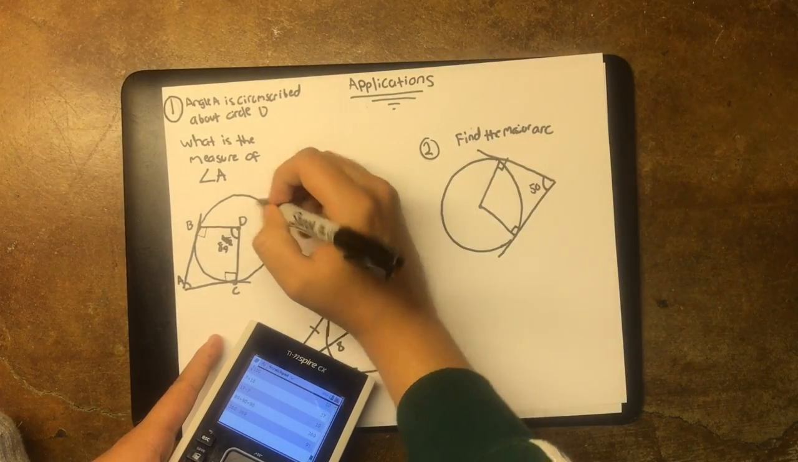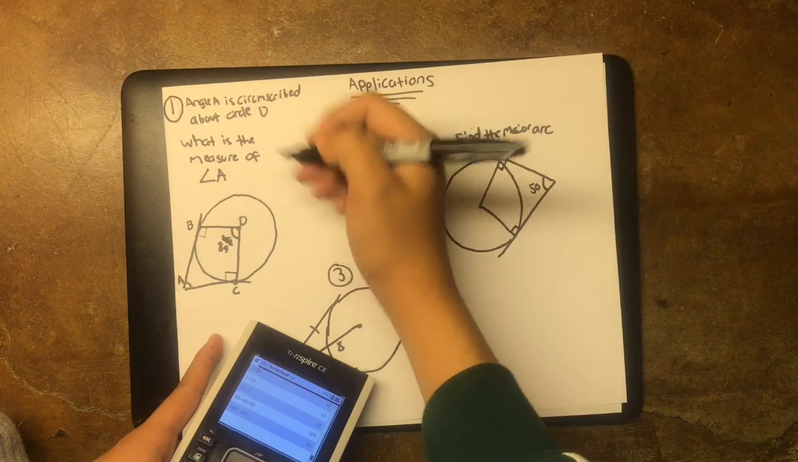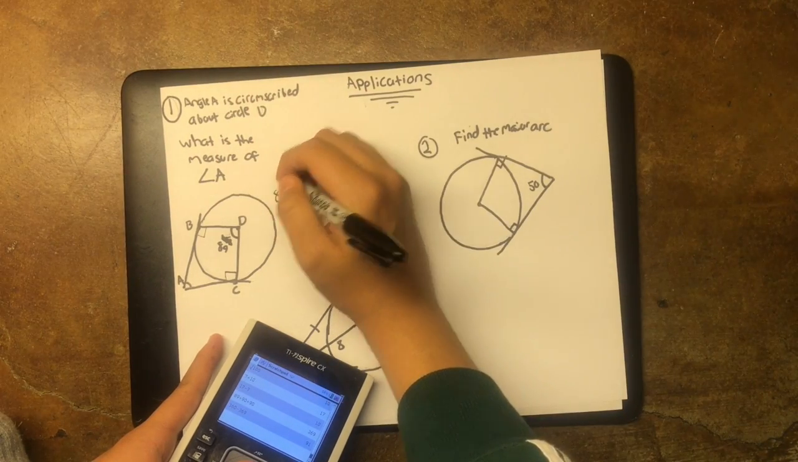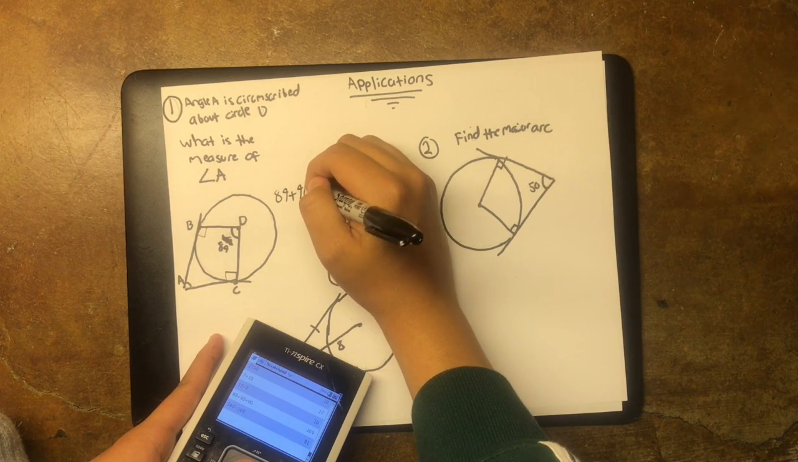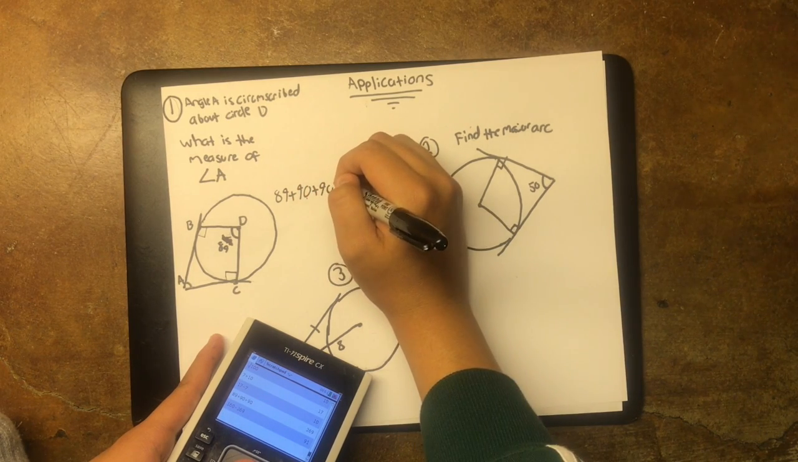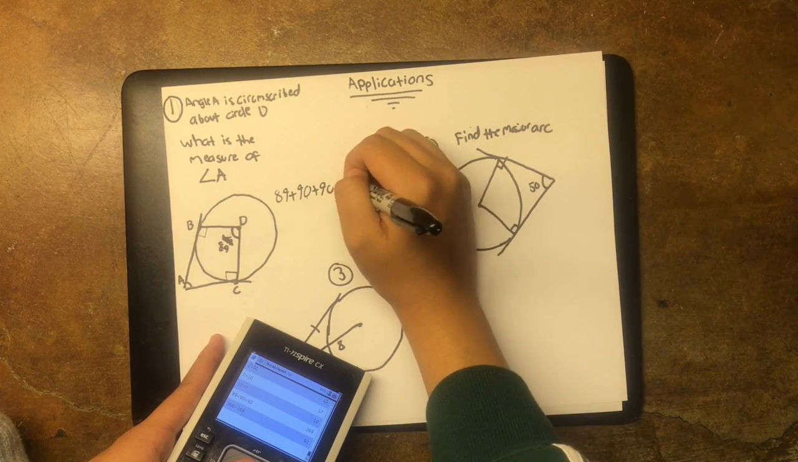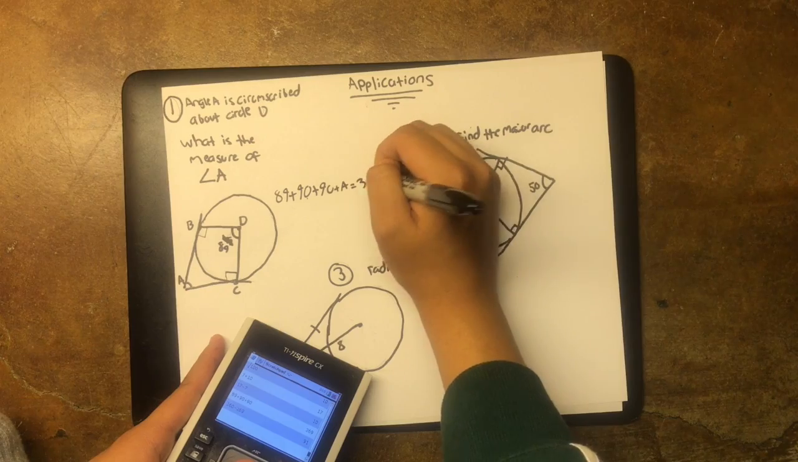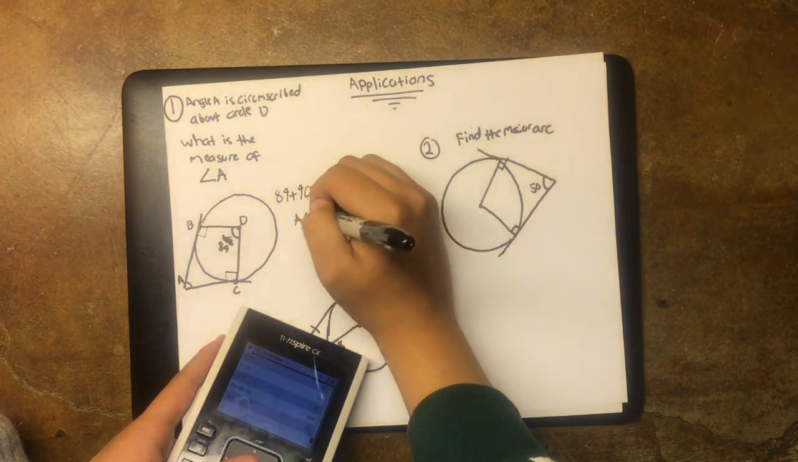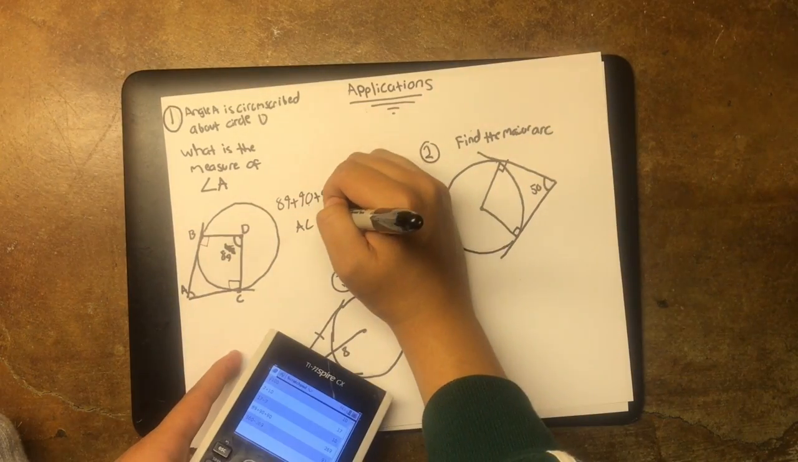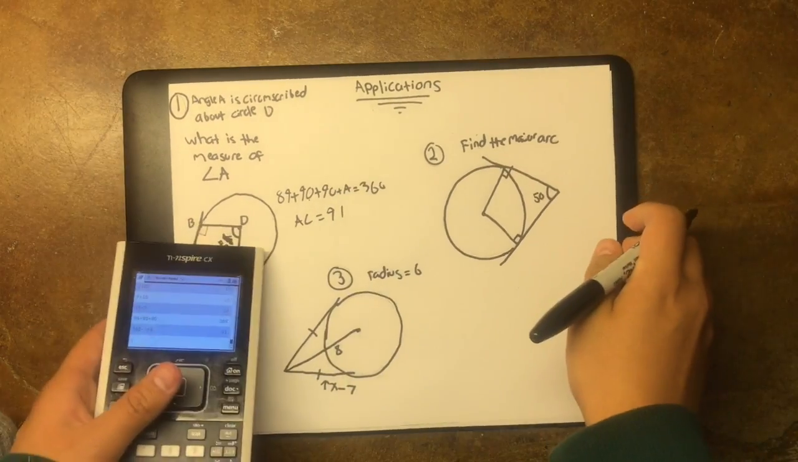Since this is a quadrilateral, all the angles add up to 360. We know three of the angles, which are 89, 90, and 90, plus A, which would equal 360. If you calculate all that, angle A should equal 91. So that's an example of using what we learned.